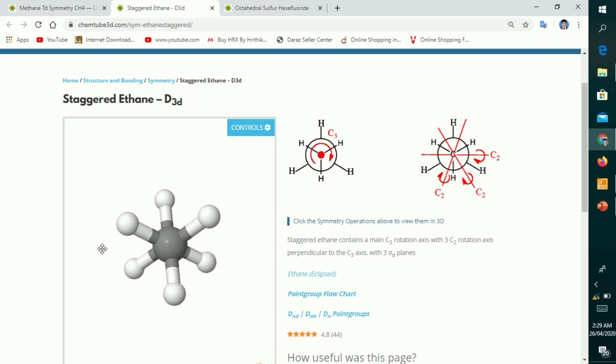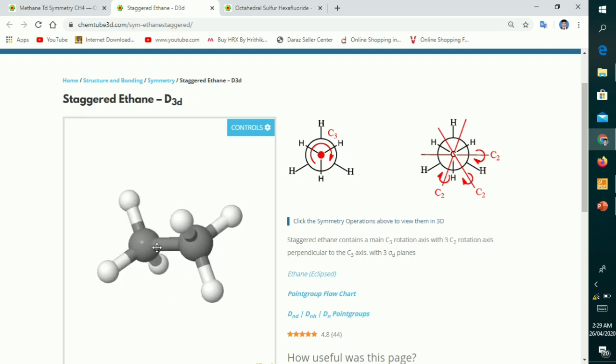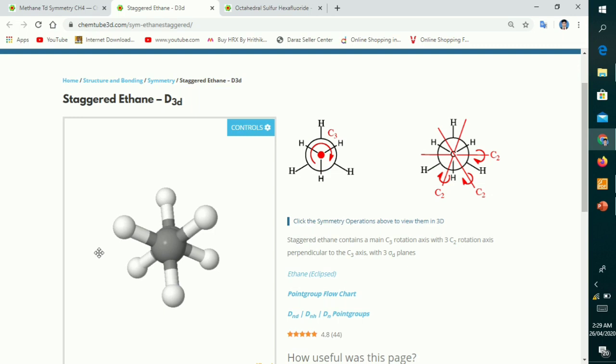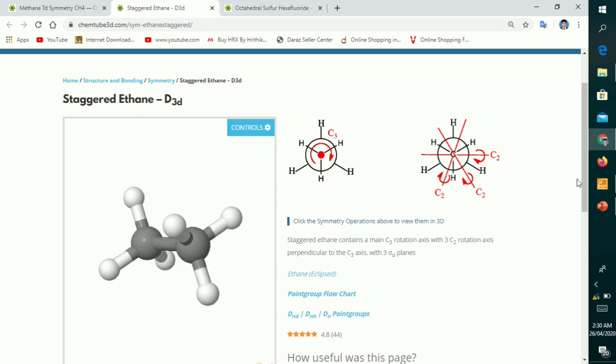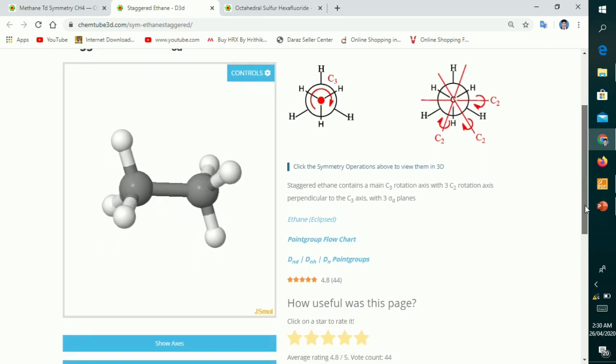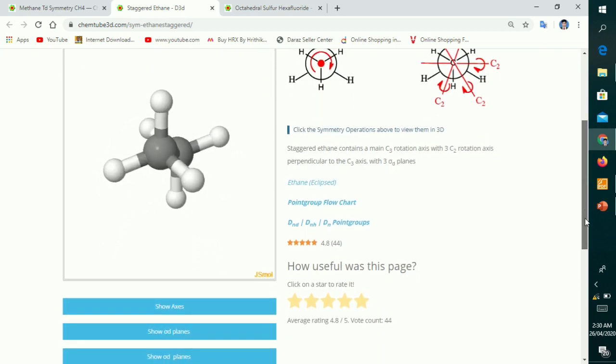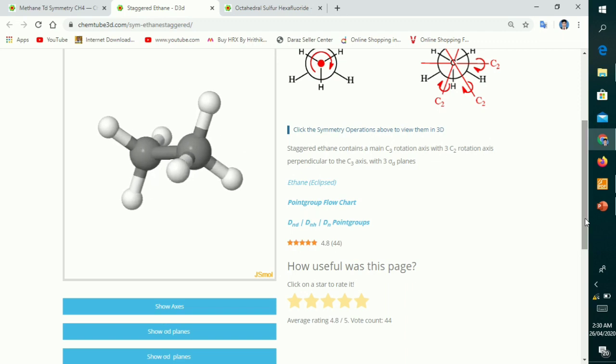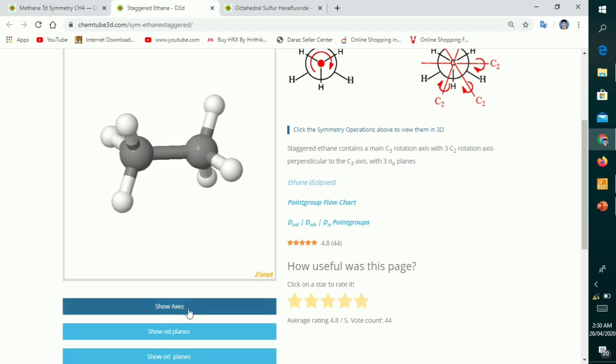You can see there are three hydrogen atoms towards the observer, towards you, while the other three hydrogen atoms are away from the observer. The away ones were shown as a dotted line, while towards you was shown as a solid line. So there are different operations and symmetry elements present in staggered ethane, and I would like to show them one by one to you. Show the axis.